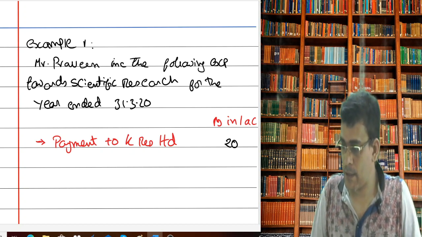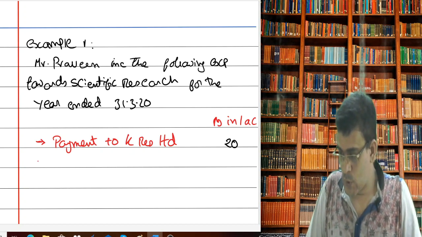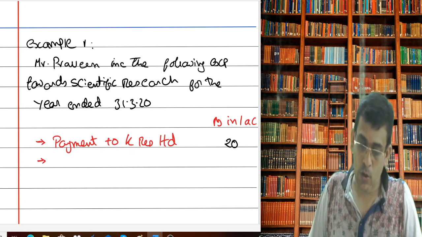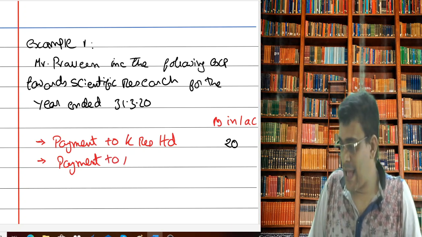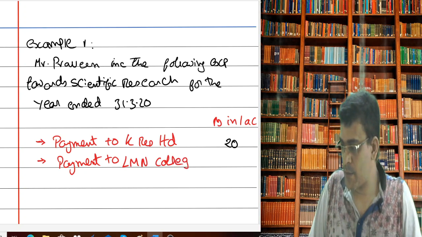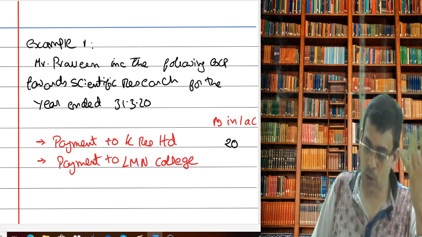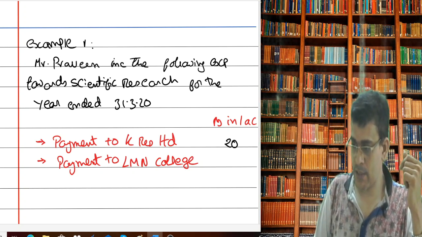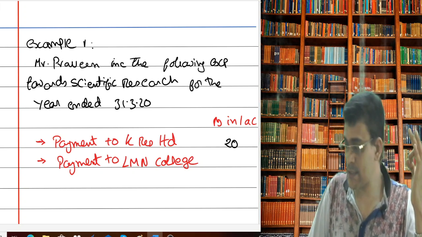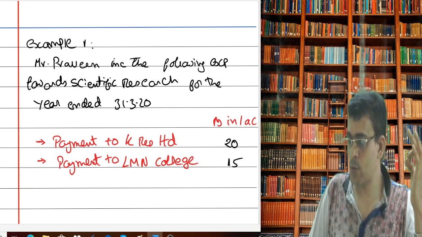Then the other thing mentioned is also making a payment to a college. Payment to LMN college. So the payment is made towards something called LMN college. Let us consider the amount is 15 lakhs. So 15 lakhs is the amount paid towards the college.